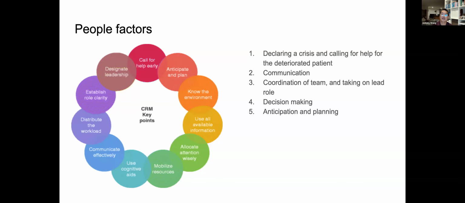Clear communication is really important, as it was demonstrated well in this video. Team coordination and taking on a lead role, good decision making, especially if you're using a manual defibrillator and having to decide between a shockable and non-shockable rhythm, and anticipation and planning. So at that 2-minute mark, being able to think about rotating the compressors, charging. And when we're charging, the technique that we often teach is a technique called coached.